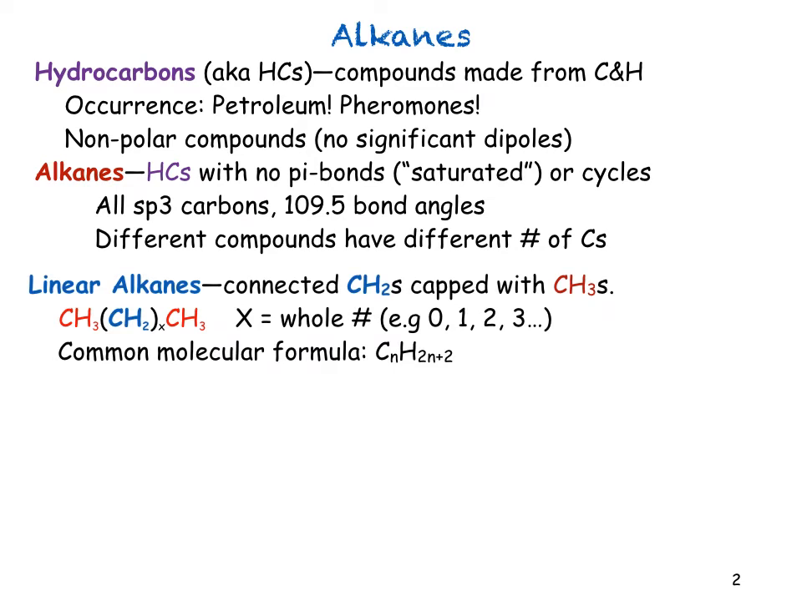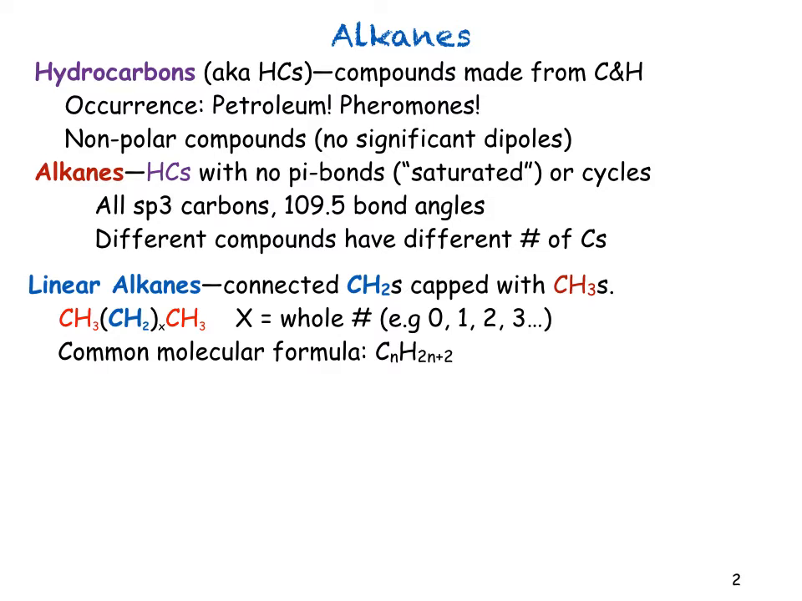So we're going to talk about linear alkanes in this particular presentation, and that's a form of alkanes. We're also going to talk about branched, so let me explain both of these. Linear alkanes have one or many CH2s that are connected together. And at the ends of this chain, there are CH3s, so that every carbon has 4 bonds. The example shown is CH3, CH2 X, where X can be any whole number, for example 0, 1, 2, 3.